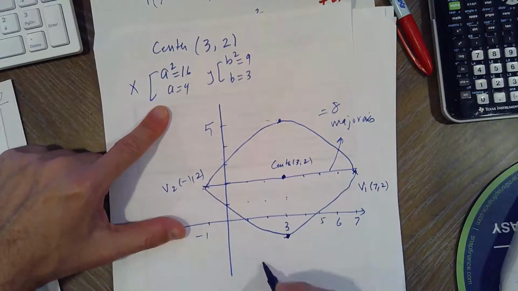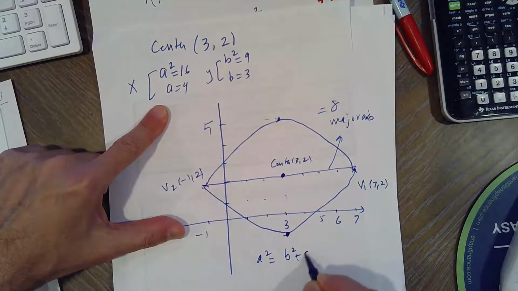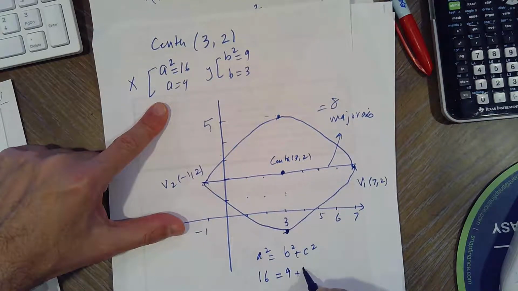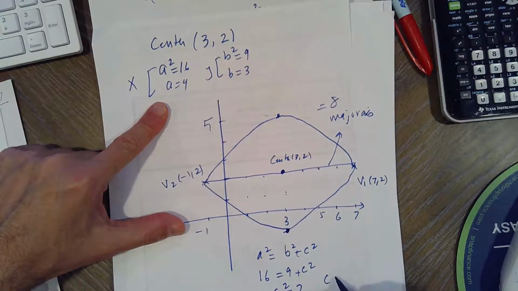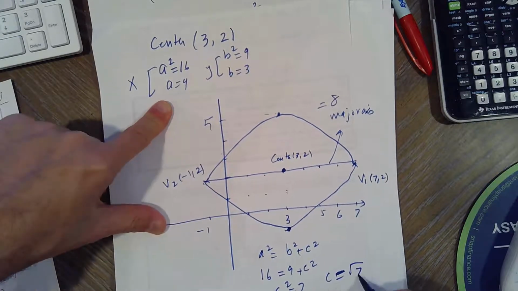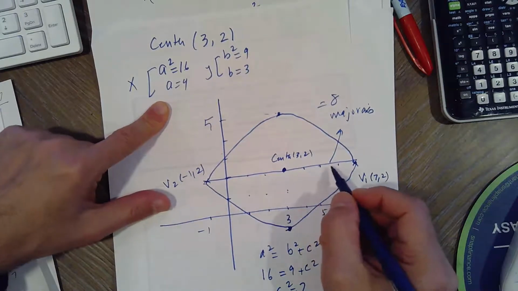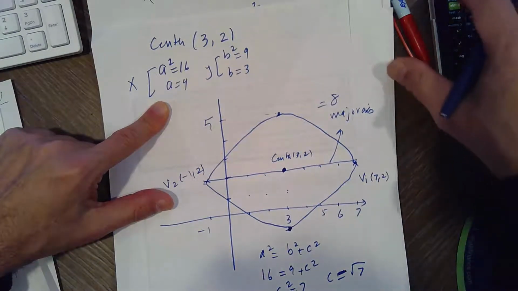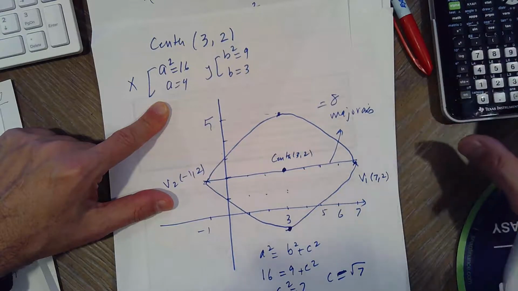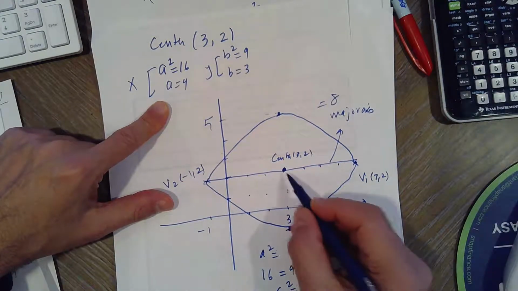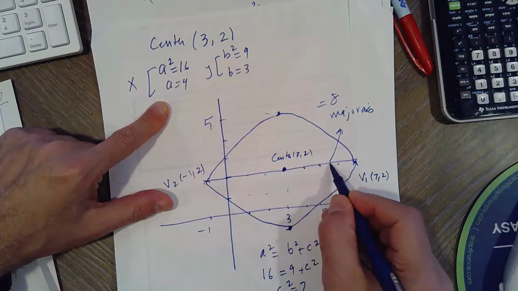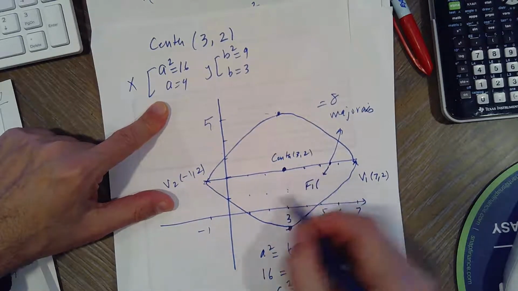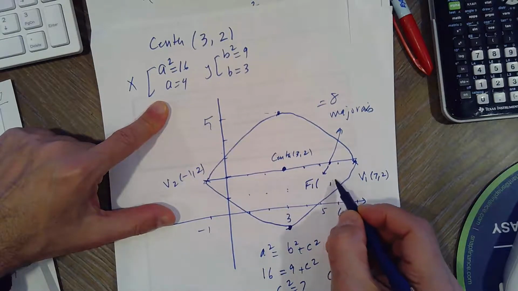Now to find the focus, a squared is b squared plus c squared. 16 is 9 plus c squared. C squared is 7. C is root 7. So the focus is root 7 units from the center. Let's see what roughly that is. Root 7, roughly 2.6. So from the center we go 1, 2, so that's right here. This is F1.